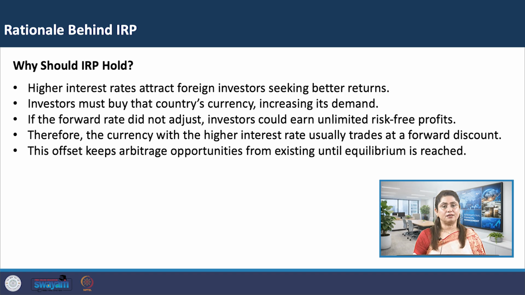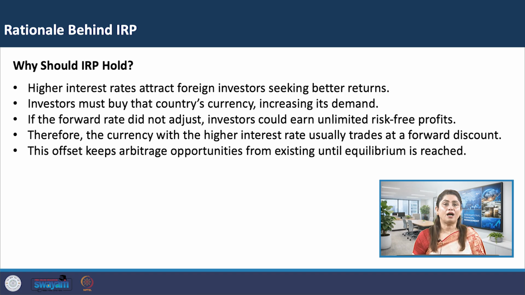Higher interest rates in a country attract foreign investors because they can earn better returns there. To invest, they must first buy that country's currency, which increases demand for it. However, if investors could earn both a higher interest rate and also avoid any loss from exchange rate changes, everyone would keep moving money there to make risk-free profits. To prevent this, the forward exchange rate adjusts.